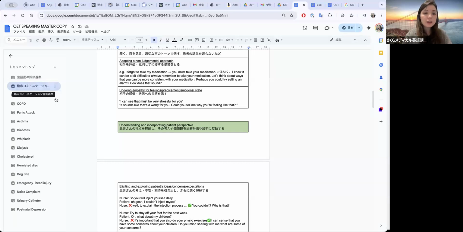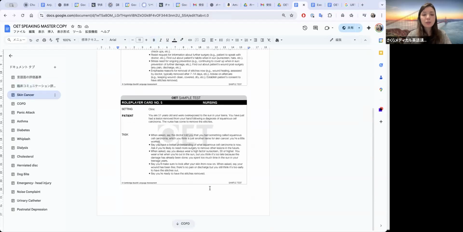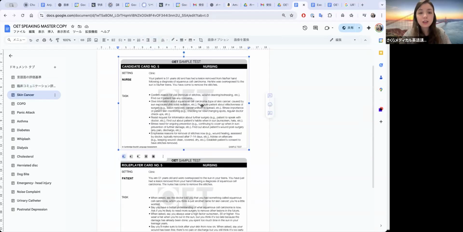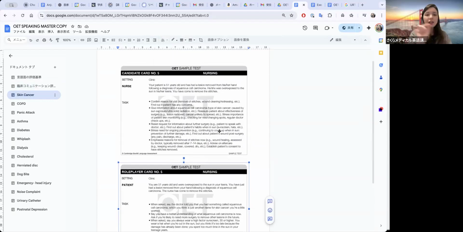The homework has always traditionally been like, okay, so I know that we worked through the case and came up with a transcript. Now try not to look at the transcript. Try to look at the role player card and the candidate card, and then write out the whole thing: nurse, patient, nurse, patient, nurse, patient, and what you would say. And then let me know and I will edit that. That's what I've been doing for homework.